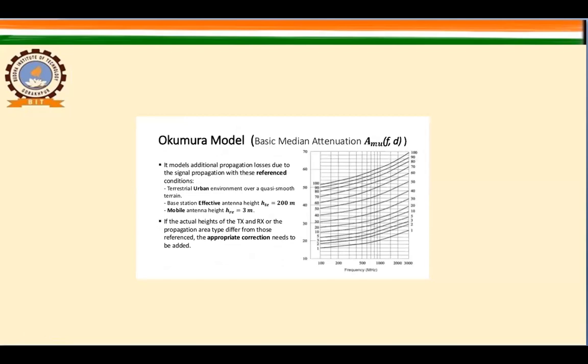So the basic median attenuation AMU, from this graph, is the additional propagation loss due to signal propagation under the referred conditions: a terrestrial urban environment over quasi-smooth terrain, with base station effective antenna height H of T of 200 meters and mobile antenna height H of R of 3 meters. If the actual height of the transmitter or receiver, or the propagation area type, differs from those references, then the appropriate corrections need to be added.